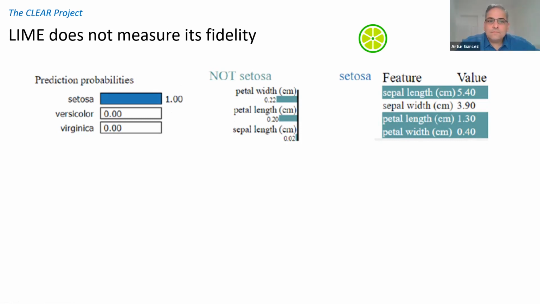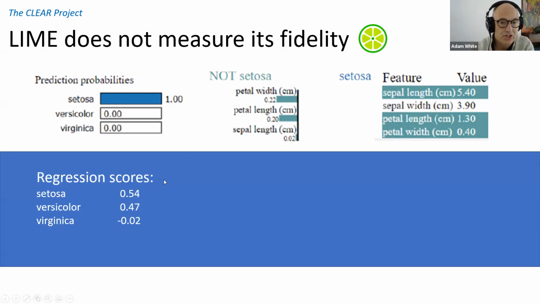Now, although LIME displays regression coefficients, it does not show the corresponding prediction made by its regression. And we analyzed these hidden predictions and found they often had very large errors. For example, here are LIME's regression scores for this observation. And what you can see is that the score it gives for setosa, 0.54, is very different to the random forest prediction. In fact, you could say that the regression coefficients that LIME has generated provide no explanatory value at all in this case.